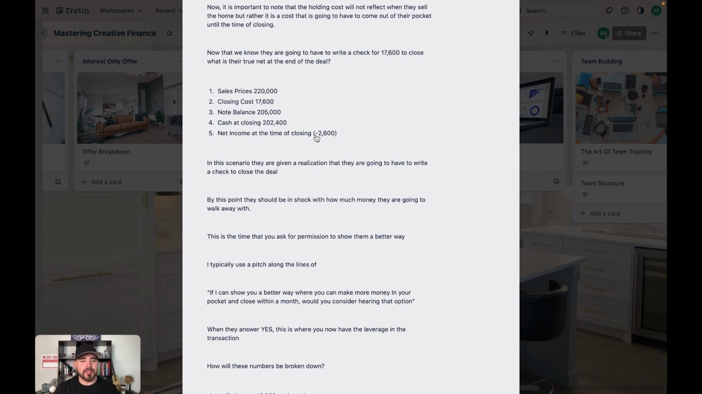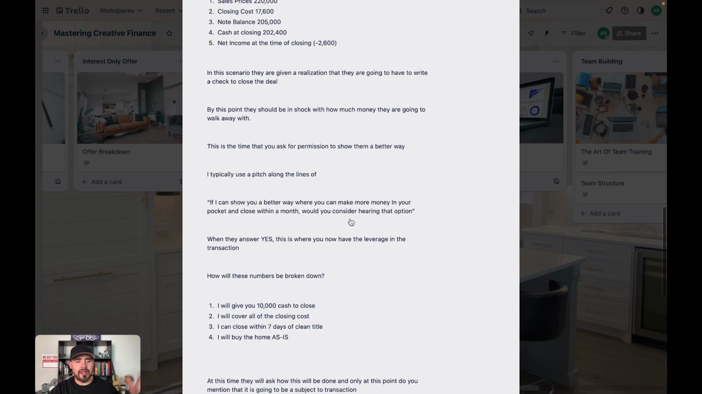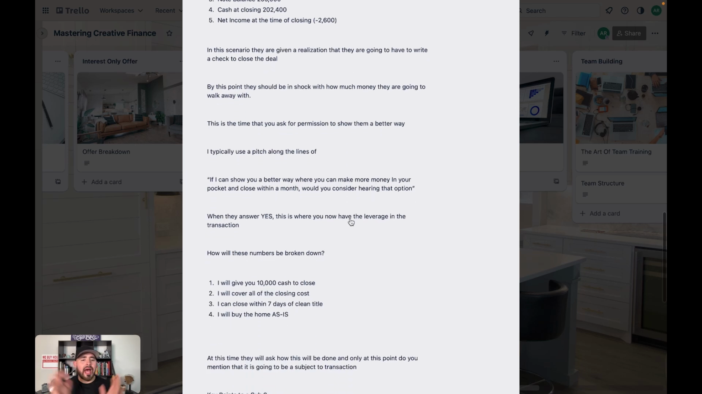I typically use a sales pitch of, if I can show you a better way where you can make more money in your pocket and close within a month, would you consider hearing that option? When they say yes, this is where we have the leverage in the transaction. How would I use these numbers broken down? I will give you $10,000 cash to close. I will cover all of the closing costs. I can close within 7 days of clean title, because you want to make sure title comes back clean. And I will buy the home as is.